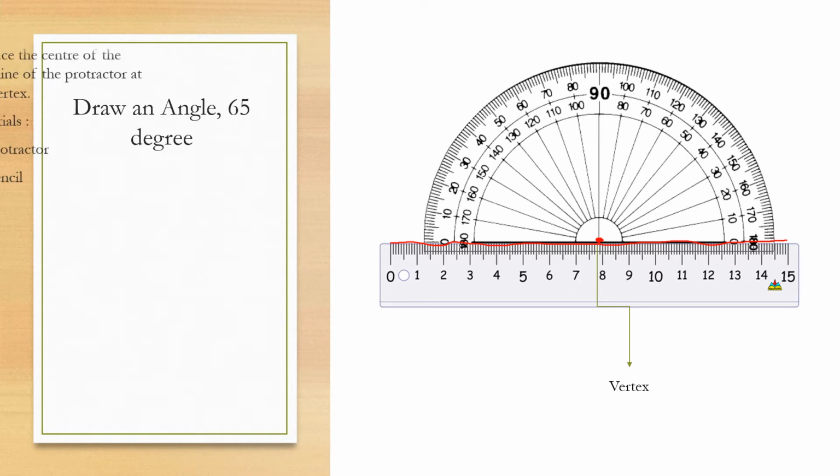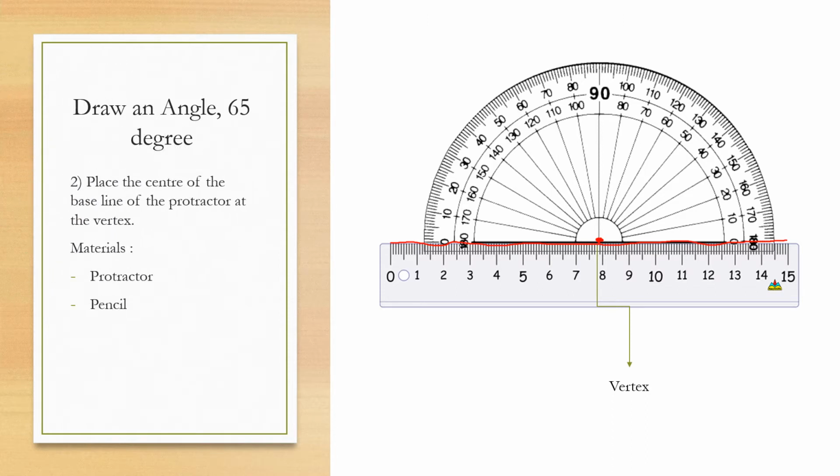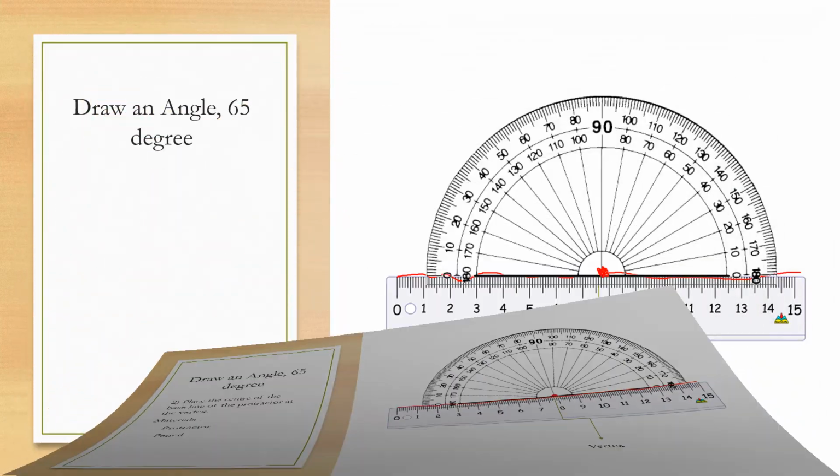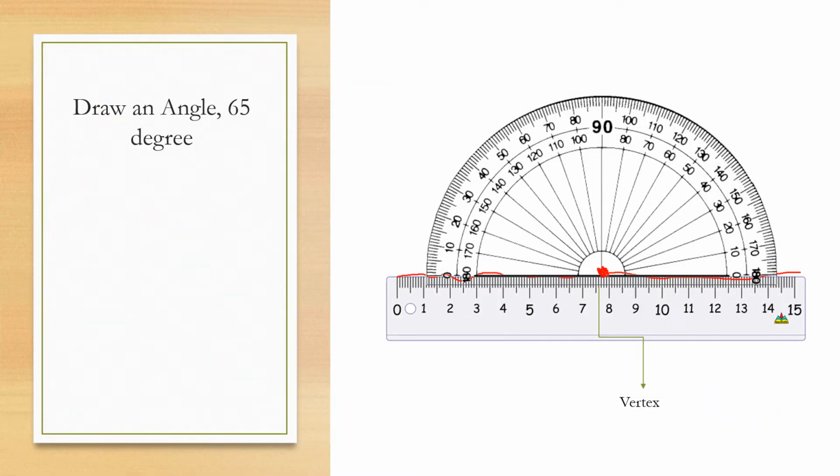Now the second thing you need to do is you need to place the center of the baseline of the protractor at the vertex. The materials are a protractor and a pencil. So I've already drawn a line and the vertex, placed the center, and I put an arrow and it says the vertex. Let us move on. The next thing is you need to draw an angle which is 65 degrees.